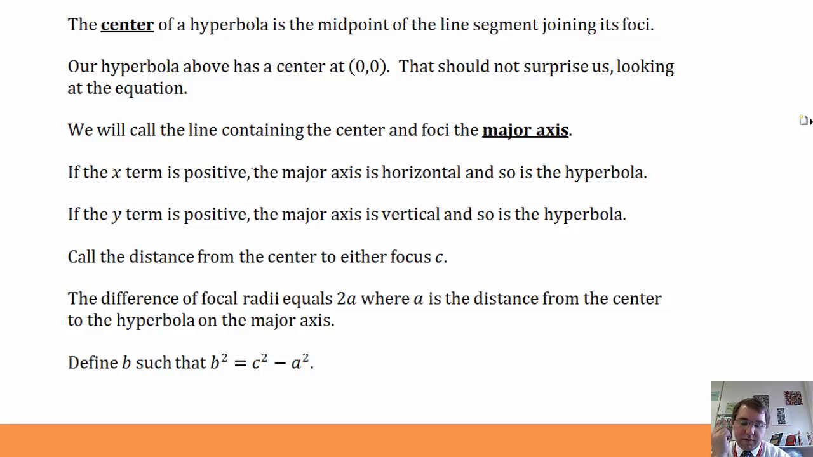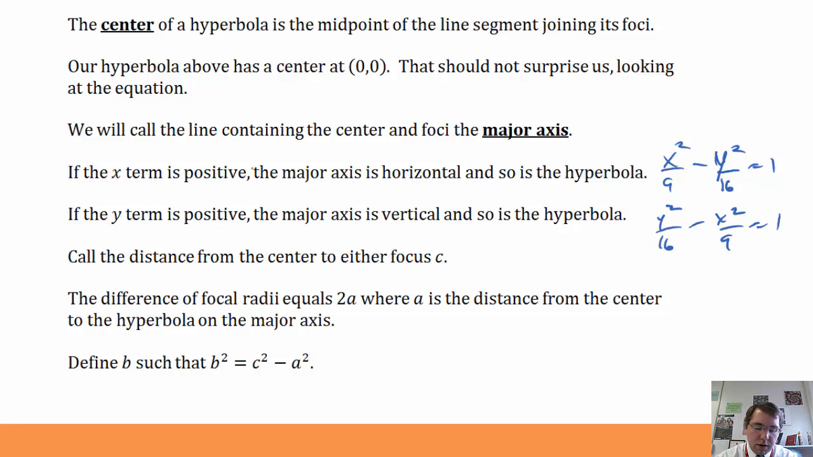If the x term is positive, the major axis is horizontal, and so is the hyperbola. So we had that because we had x squared over 9 minus y squared over 16 equals 1. So our x term was positive, our y term was negative. So if the x term is positive, the major axis is horizontal, and so is my hyperbola. It opens left and right. If the y term is positive, so if it was switched, y squared over 16 minus x squared over 9, that still gives me a hyperbola, but it's one where the major axis is vertical, so my hyperbola opens up and down.